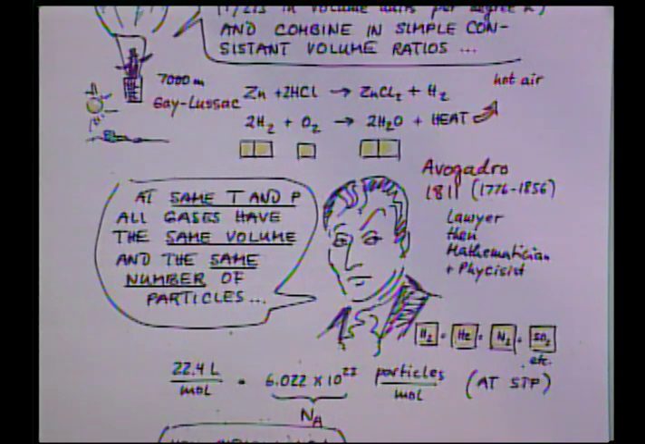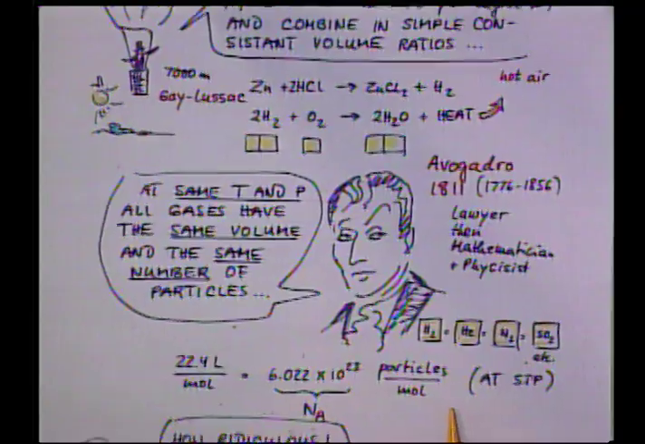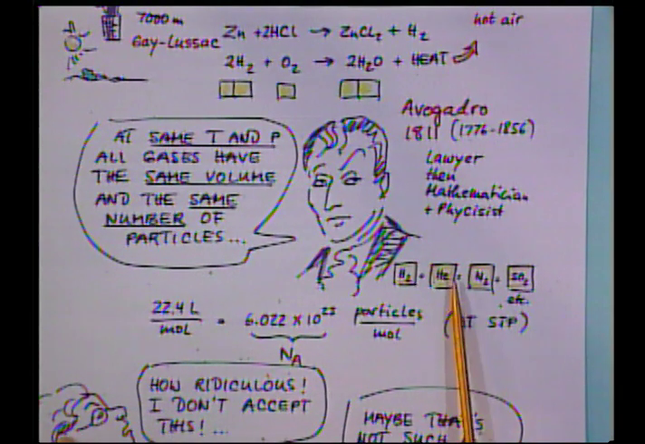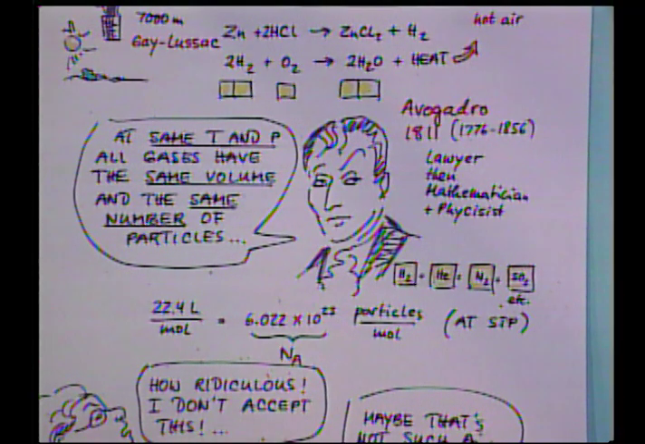Avogadro said, remember, that at the same T and P, all gases have the same volume and the same number of particles. That was the key point. So equal volumes, regardless of what gases we're dealing with, always contain the same number of particles. And remember, the molar volume has 6.022 times 10 to the 23rd individual particles. This is called the Na, the Avogadro number, which Avogadro himself didn't calculate, but his principle helped establish this fact.